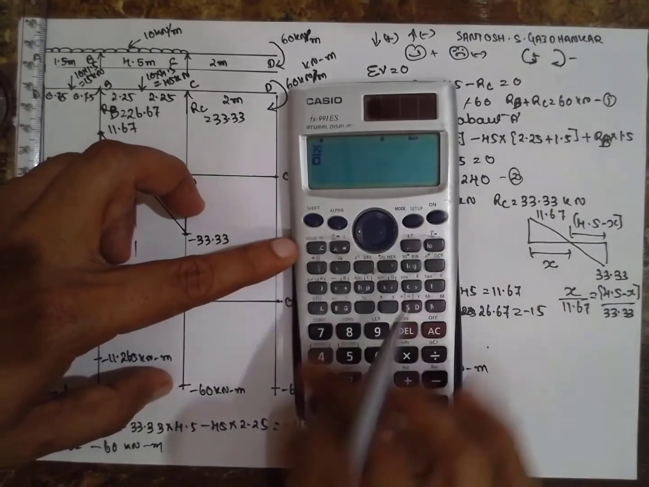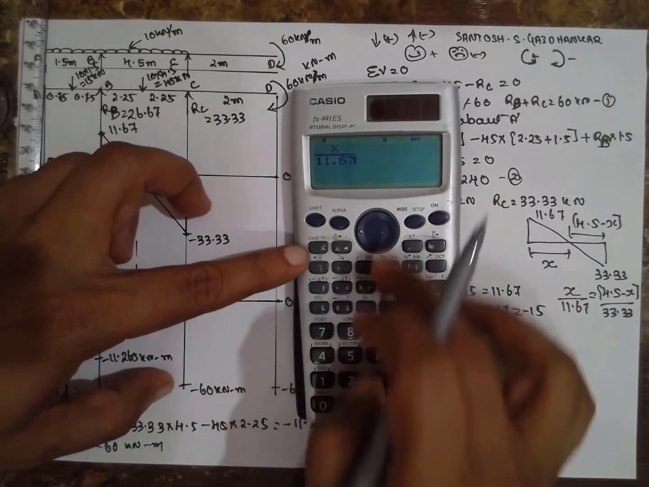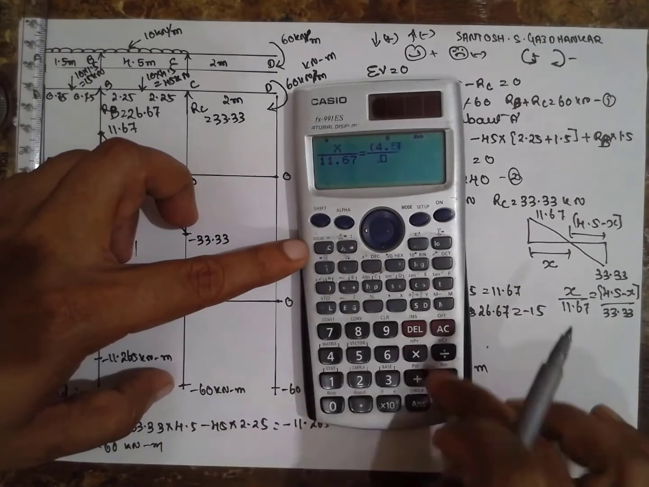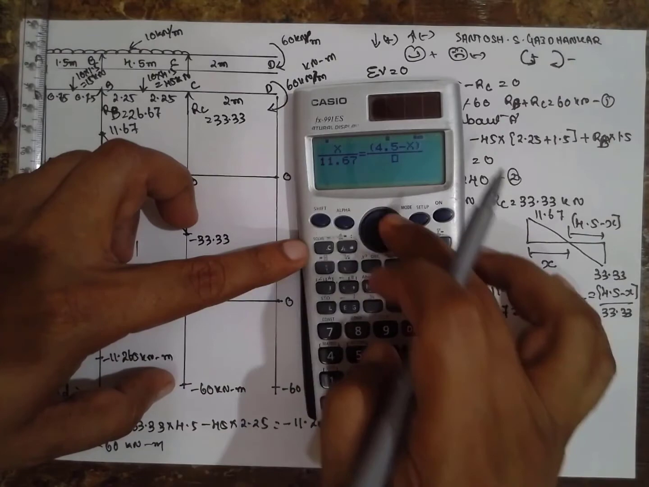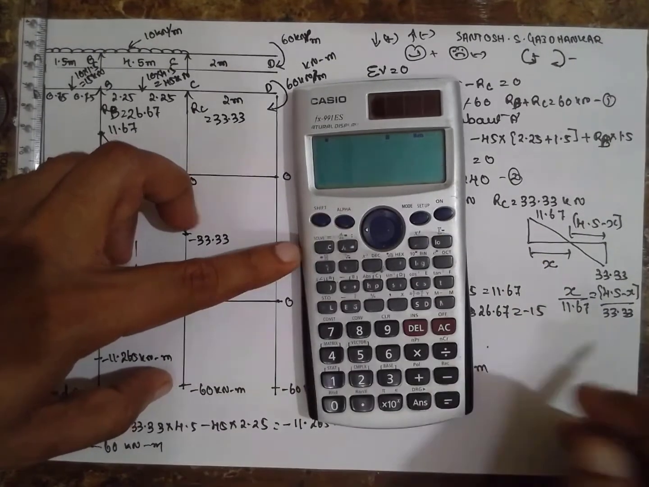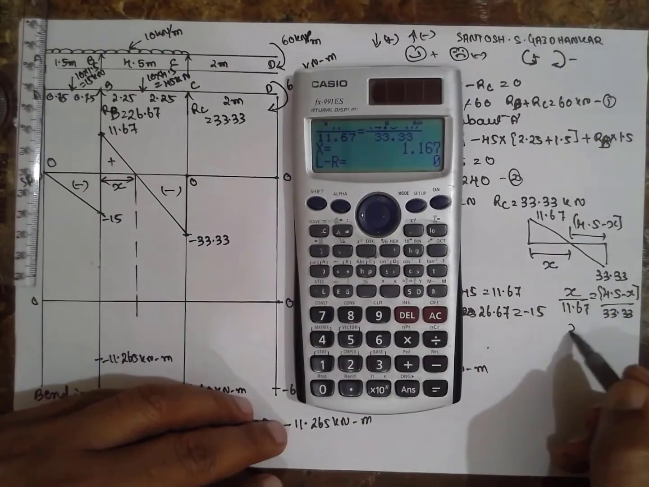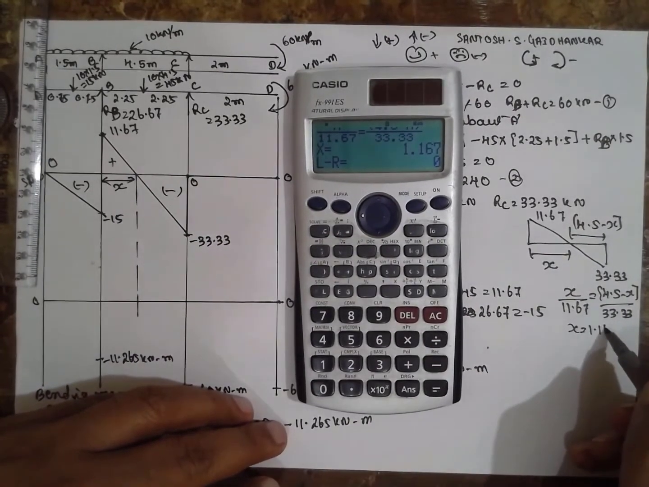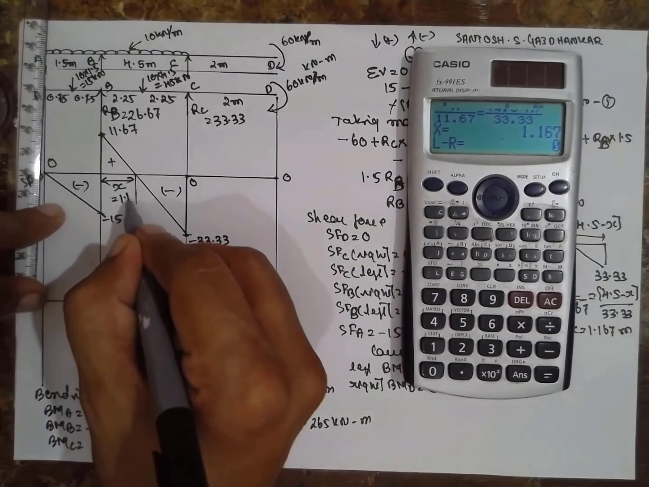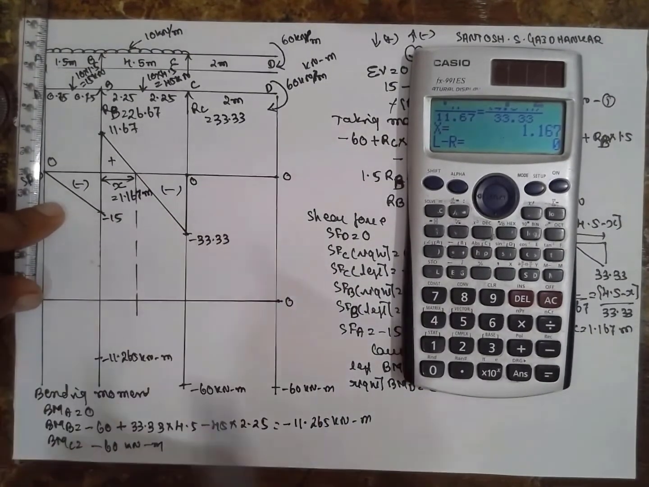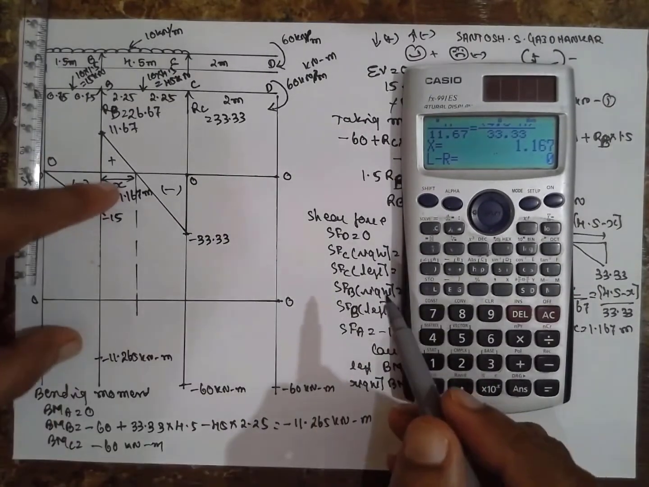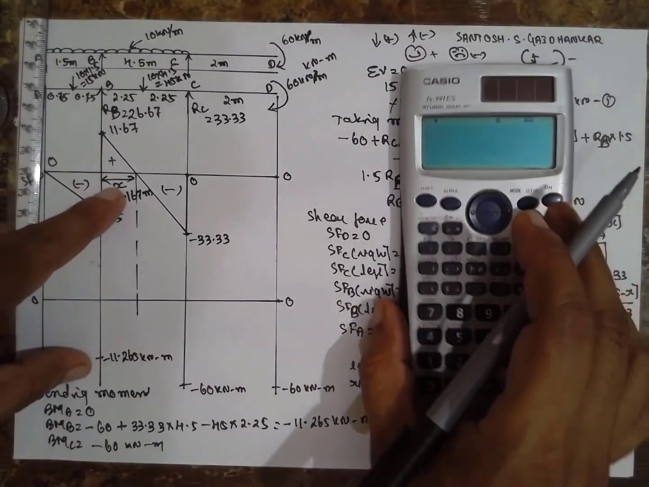Alpha x divided by 11.67, bracket 4.5 minus alpha x, 33.33. Shift solve is equal to, the x value will be 1.167 meter. We got the x value. Now we can find the maximum bending moment here. How to find the maximum bending moment?